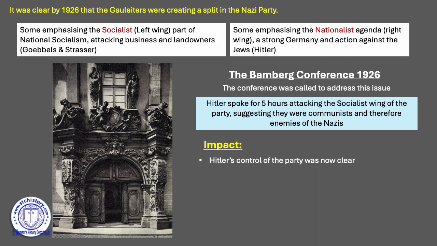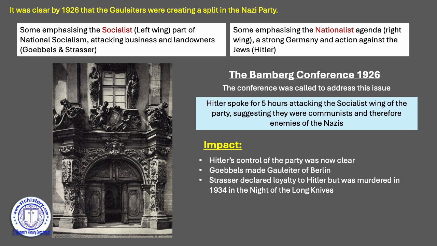So the impact is he is the boss of the Nazis. That's it. There's no doubt. Goebbels goes up to be a Gauleiter in Berlin. Even though Goebbels apparently was a bit more leaning to the left, he has been given the job of going up to Berlin as a Gauleiter, and that is going to prove a genius stroke in the future. Strasser declares his loyalty to Hitler, of course, as the leader of the Nazi party, but he is murdered in the Night of the Long Knives in a couple of years. Hitler never really trusted him or let him back into the party after this. And ultimately, once and for all, the left of the party is gone.